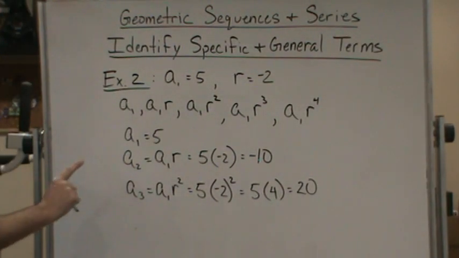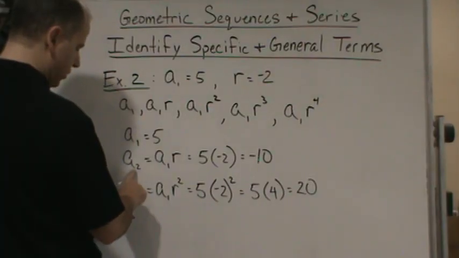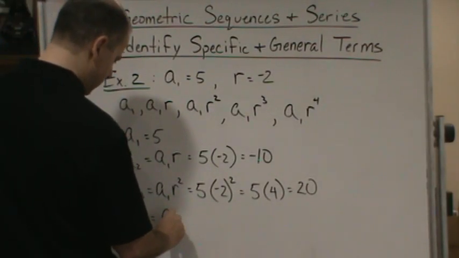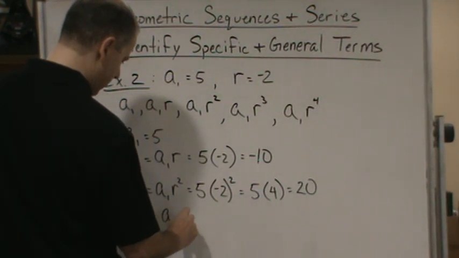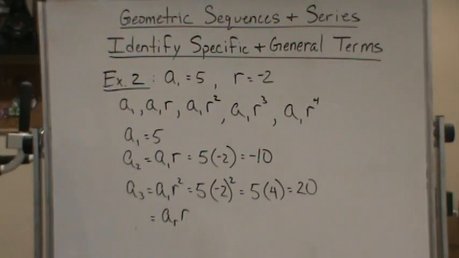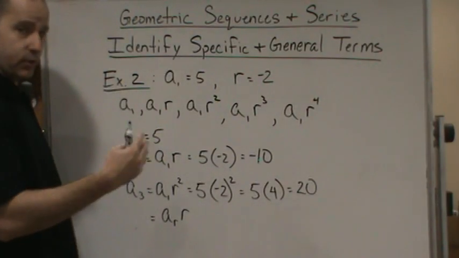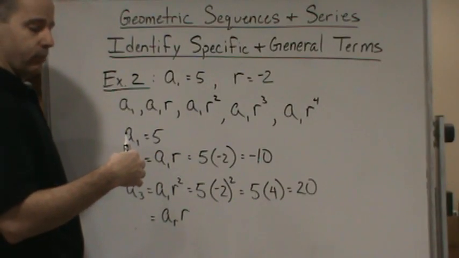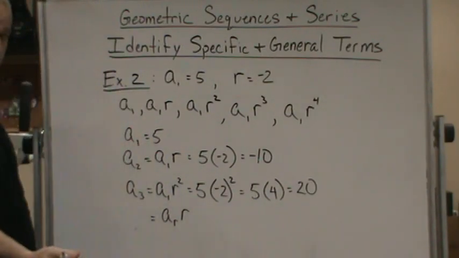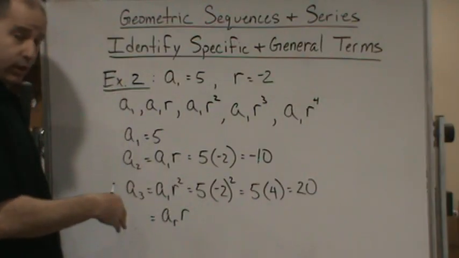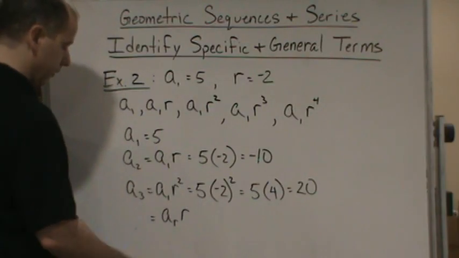Now, by the way, the other way we could have gotten A3 is just to use A2, because A3 would be equal to A2 times R, right? If we use the recursive definition, so if we define this recursively, we know that every subsequent term is going to be a result of the previous term times R.